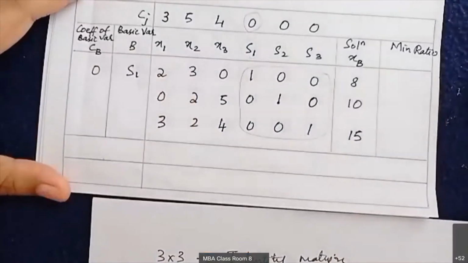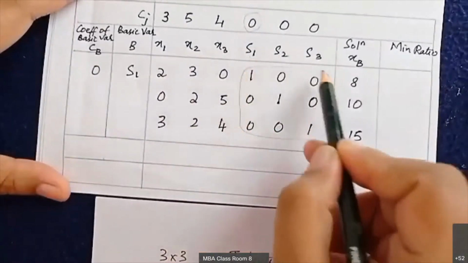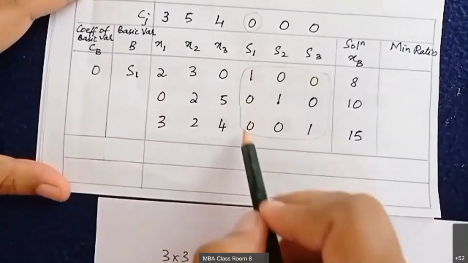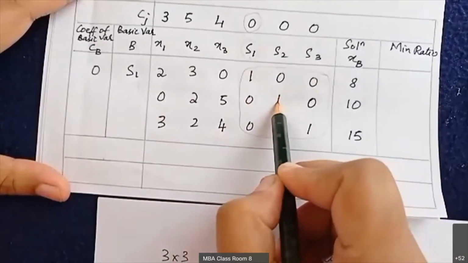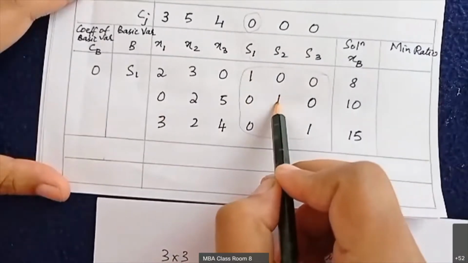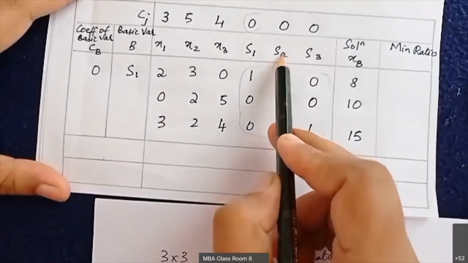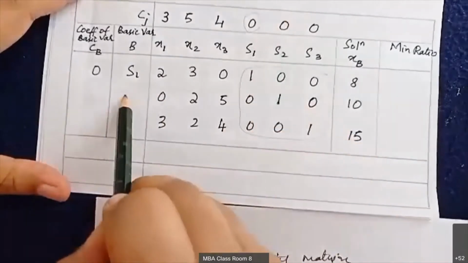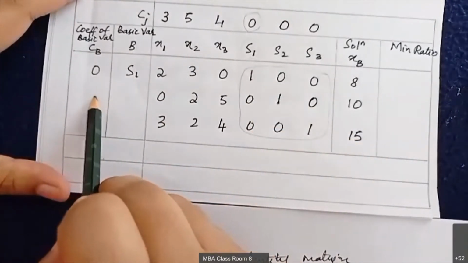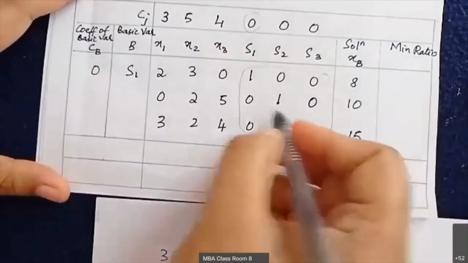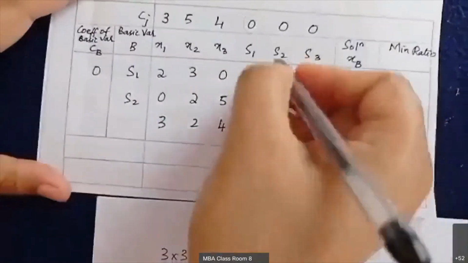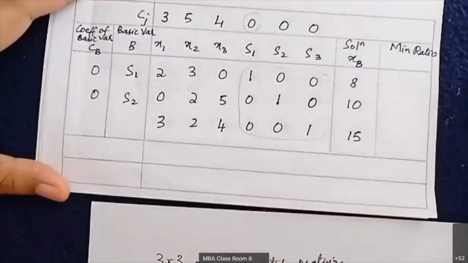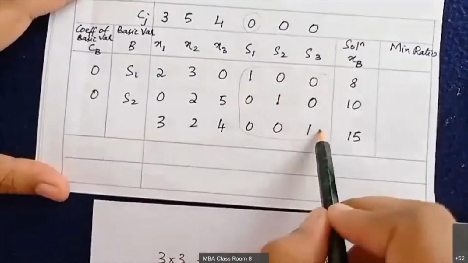Once again, this is the identity matrix that we have found over here. In the second row, where do we have 1? In this identity matrix, we have 1 in the second row, right? The corresponding variable there is S2, so I'll be writing S2 over here, and the corresponding coefficient of S2 is 0. So next to S2, I'll write 0 here. Again, we have the identity matrix. For the third row, we have 1 in this one.